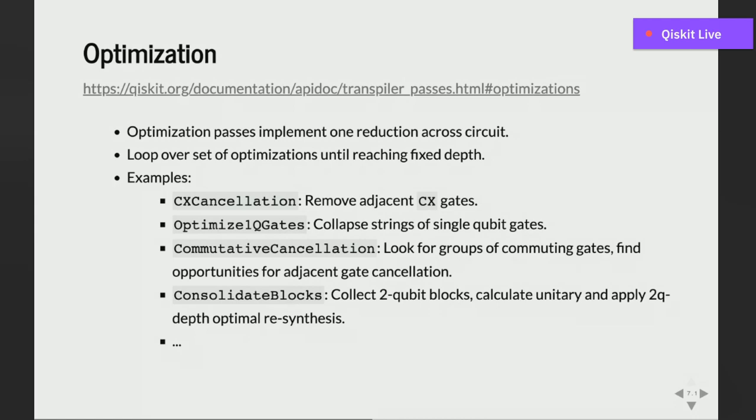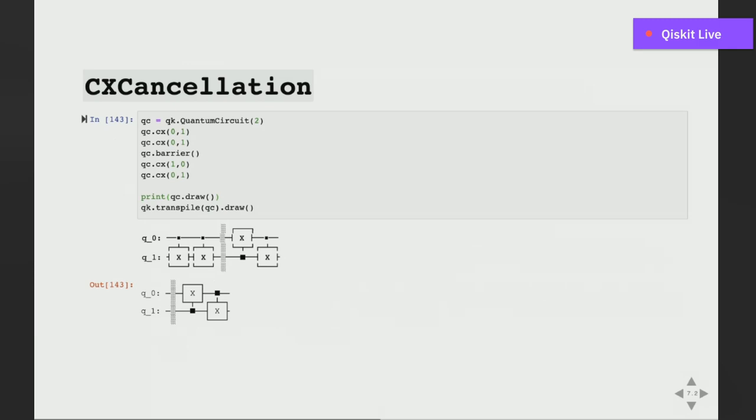And then lastly, the consolidate blocks pass is going to try to look for groups of 2-qubit blocks. So what is a block in this case? A block is a subsection of the circuit where there's only going to be 2-qubit interaction. It will calculate the effective unitary for that block, and then apply a 2-qubit depth-optimal resynthesis. And so we can take a quick look at what each of those looks like in practice.